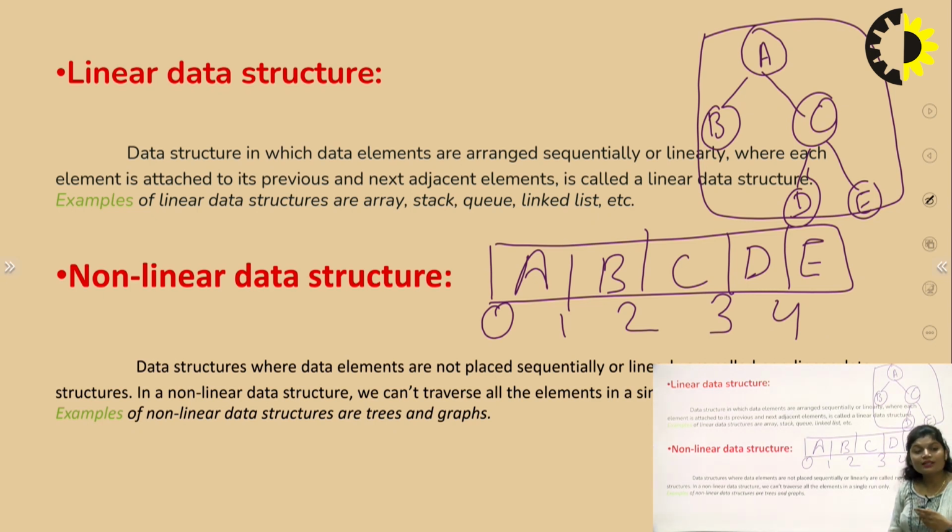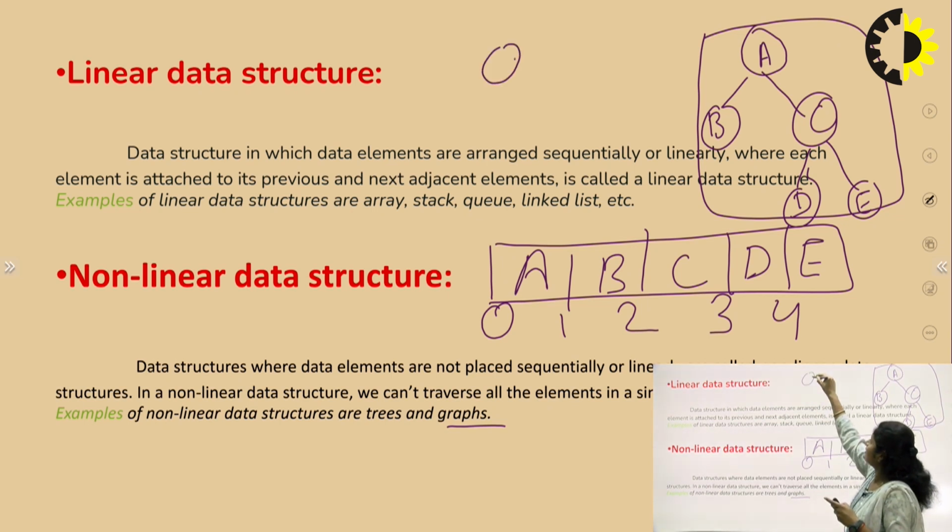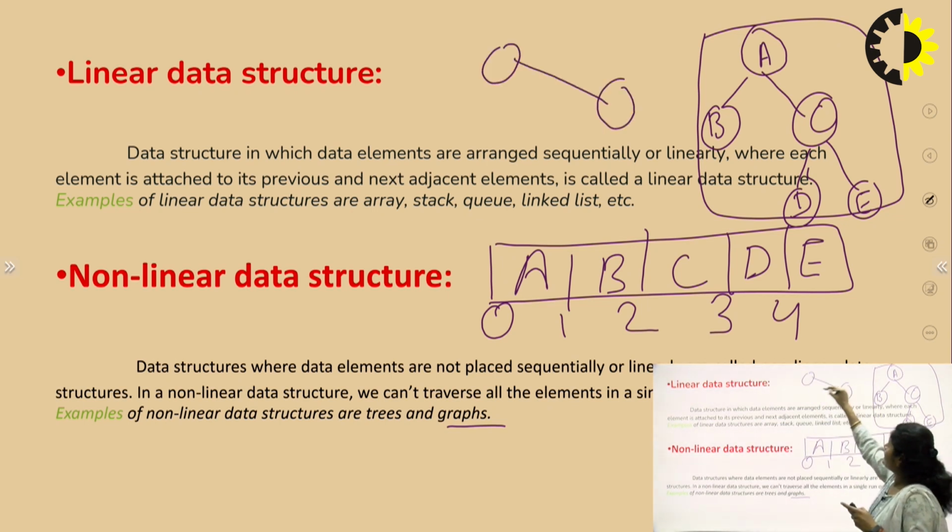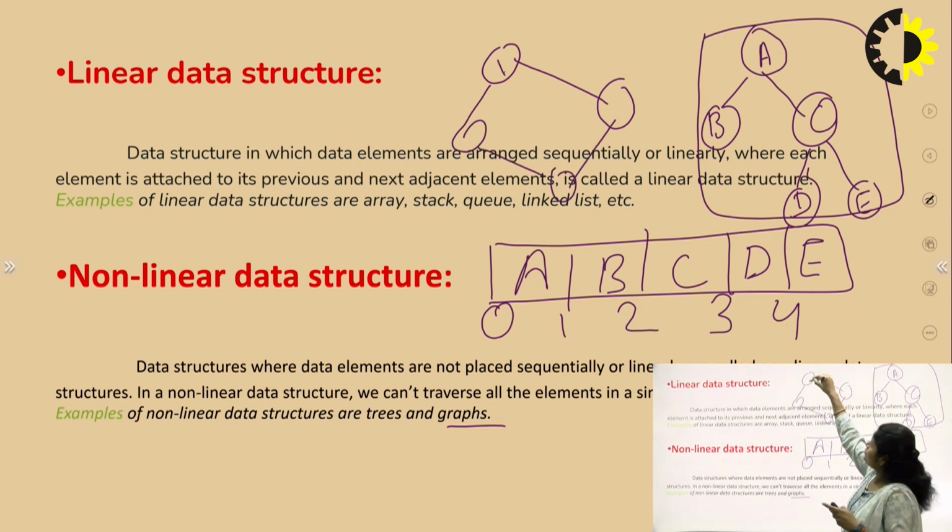No, it is not linear. An example of a non-linear data structure is a graph. In a graph, data is arranged like this, by joining edges like this, and like this. So data is arranged this way, and this is not linear. This is stored in memory, not linearly. So this is a non-linear data structure.